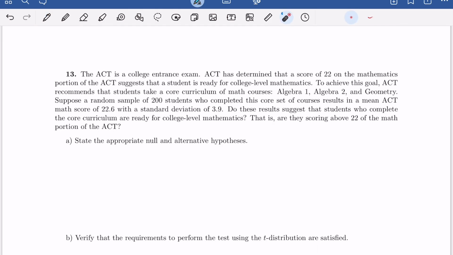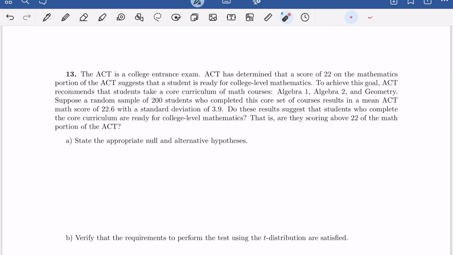All right, so let's look at this next question here. The ACT is a college entrance exam. ACT has determined that a score of 22 on the math portion of this exam suggests that a student is ready for college level mathematics. So to achieve this goal, the ACT recommends that students take a core curriculum of math classes given by these guys here. So suppose a random sample of 200 students who completed this core set of courses results in a mean ACT math score of 22.6 with a standard deviation of 3.9. So do these results suggest that students who complete the core curriculum are ready for college level mathematics? That is, are they scoring above this 22 on the math portion of the ACT?